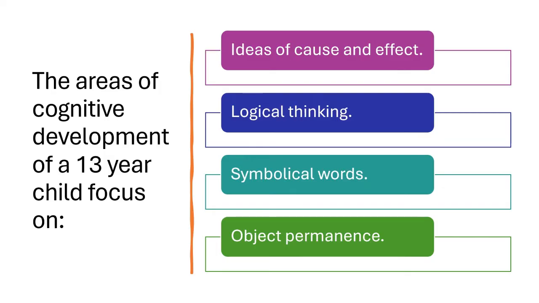The areas of cognitive development of a 13-year child focuses on: is it ideas and cause and effect, logical thinking, symbolic words, or object permanence? So for a 13-year-old it is logical thinking, because at the age of 13 children are typically in the early stages of adolescence and their cognitive development is characterized by refinement and advancement of various mental processes. So logical thinking reflects the advancing cognitive abilities that are characteristics of adolescence and aligns more closely with the cognitive challenges and achievements experienced by children of this age.